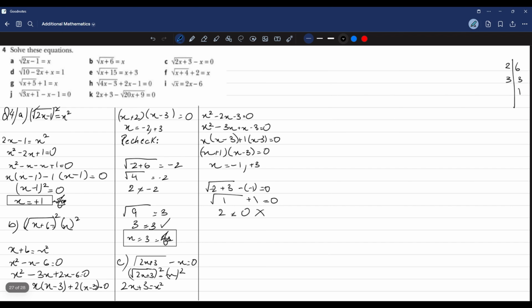However, for the value x equals positive 3, let us just input this. 2 multiplied by 3 is 6 plus 3 minus positive 3 is equal to 0. So 6 plus 3 is 9.